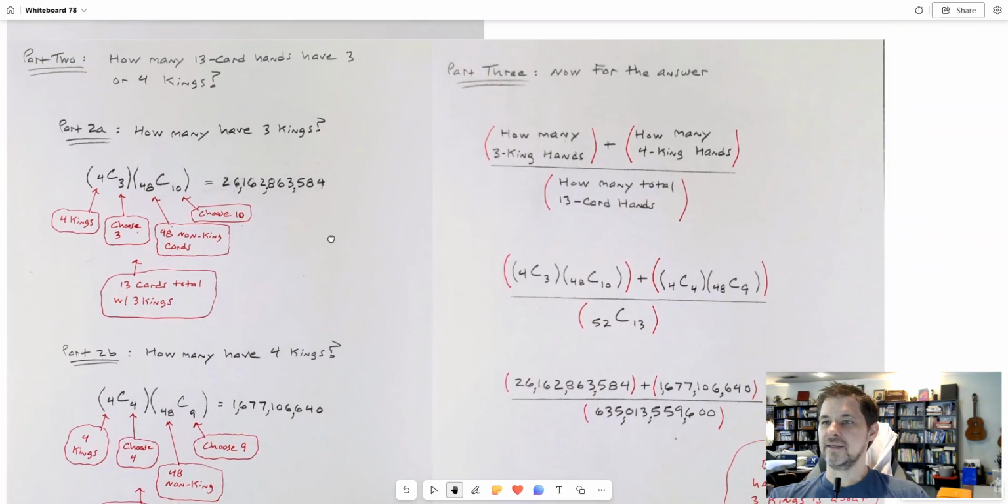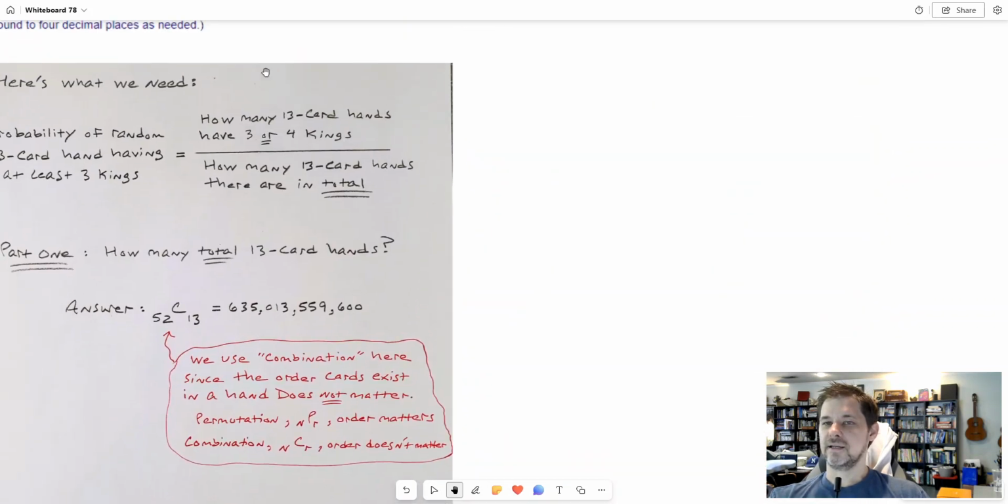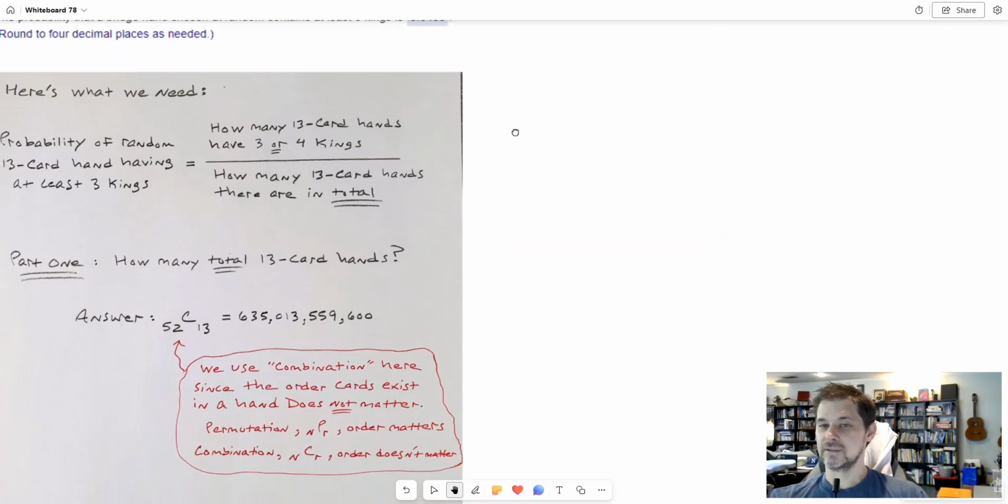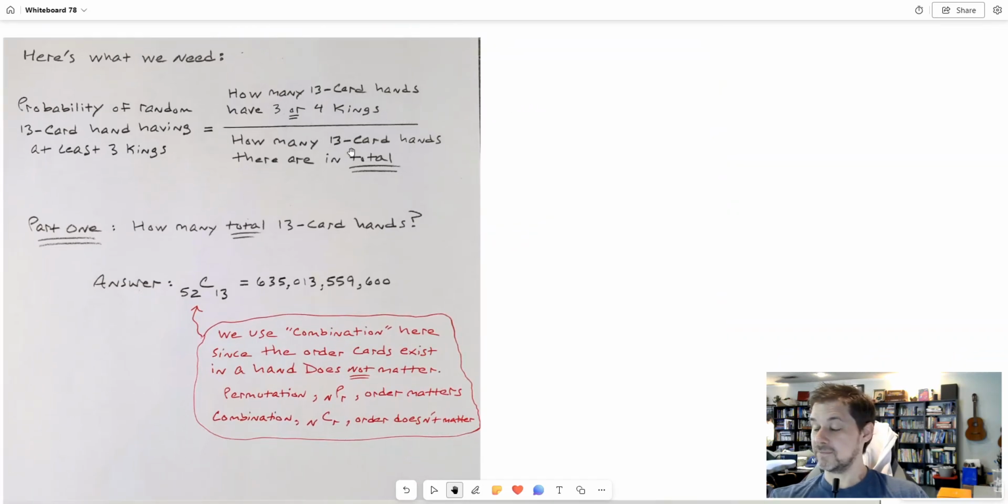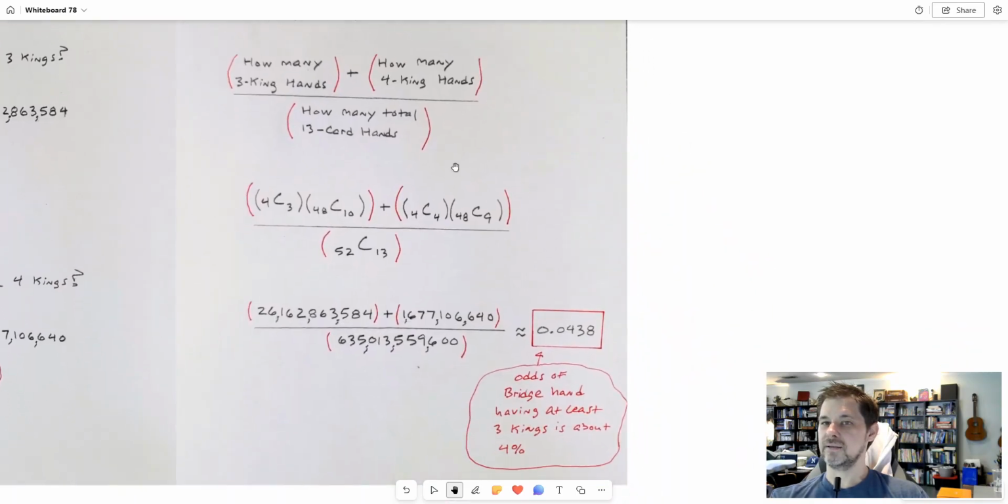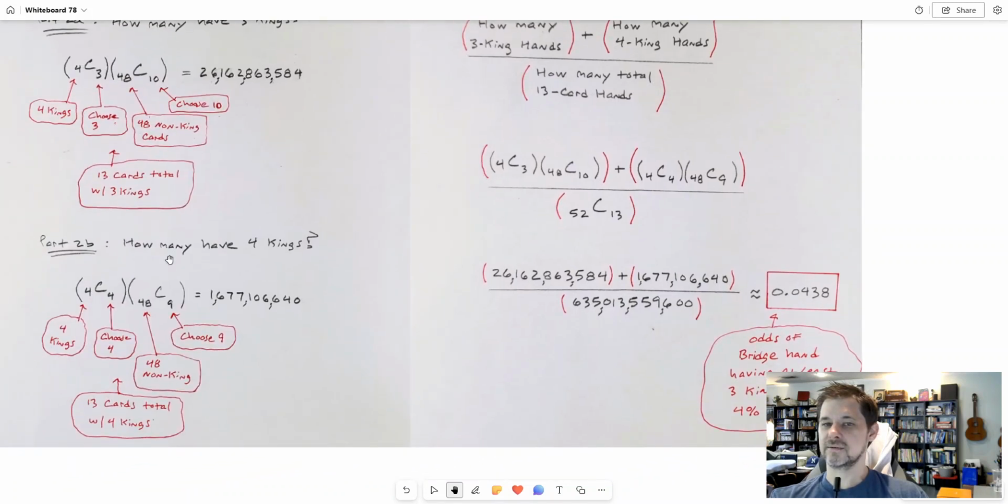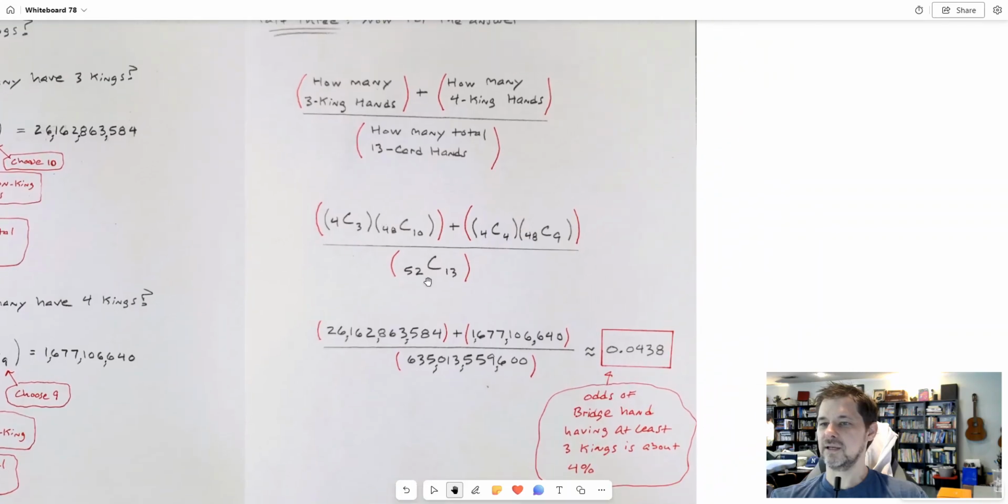Now I think I have everything I need. I can count up how many hands have 3 kings and 4 kings and add them together. That's how many have 3 or 4, or that's how many have at least 3. And I can divide that by what I already found to be how many 13 card hands there are in total. So here's what that's going to look like. I got this number and that number. Add them together for the total possibilities. Divide by this. Now these I've just copied down from over here, but I wanted to put it all together. Calculate them individually if you want to.